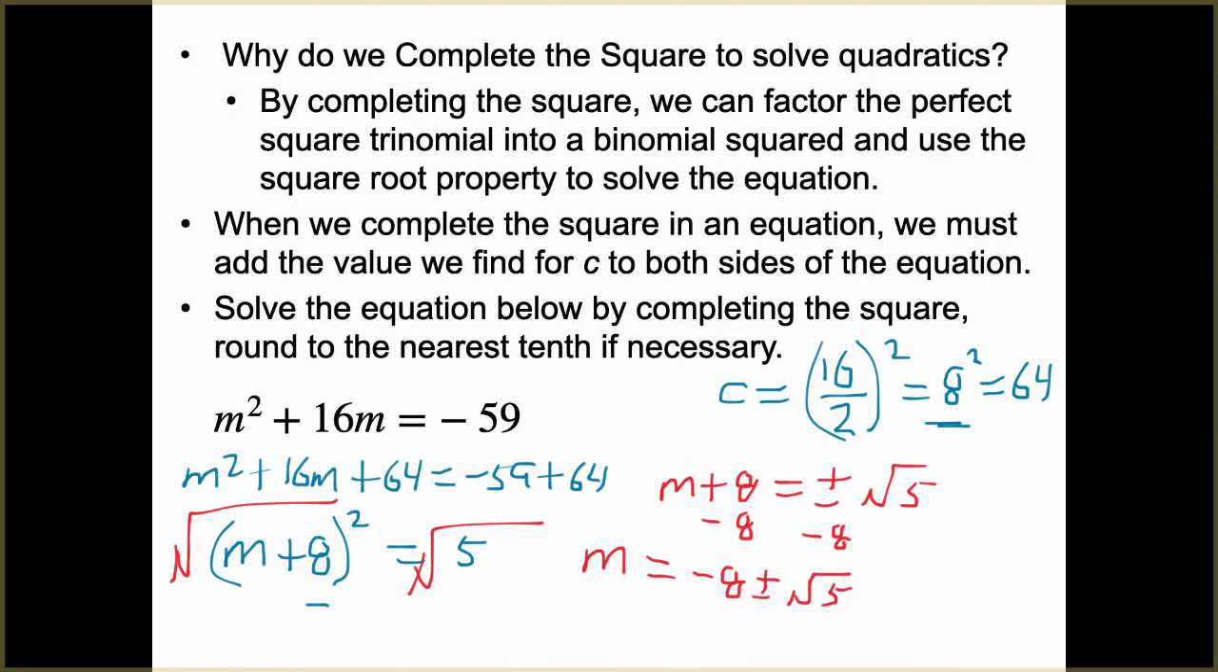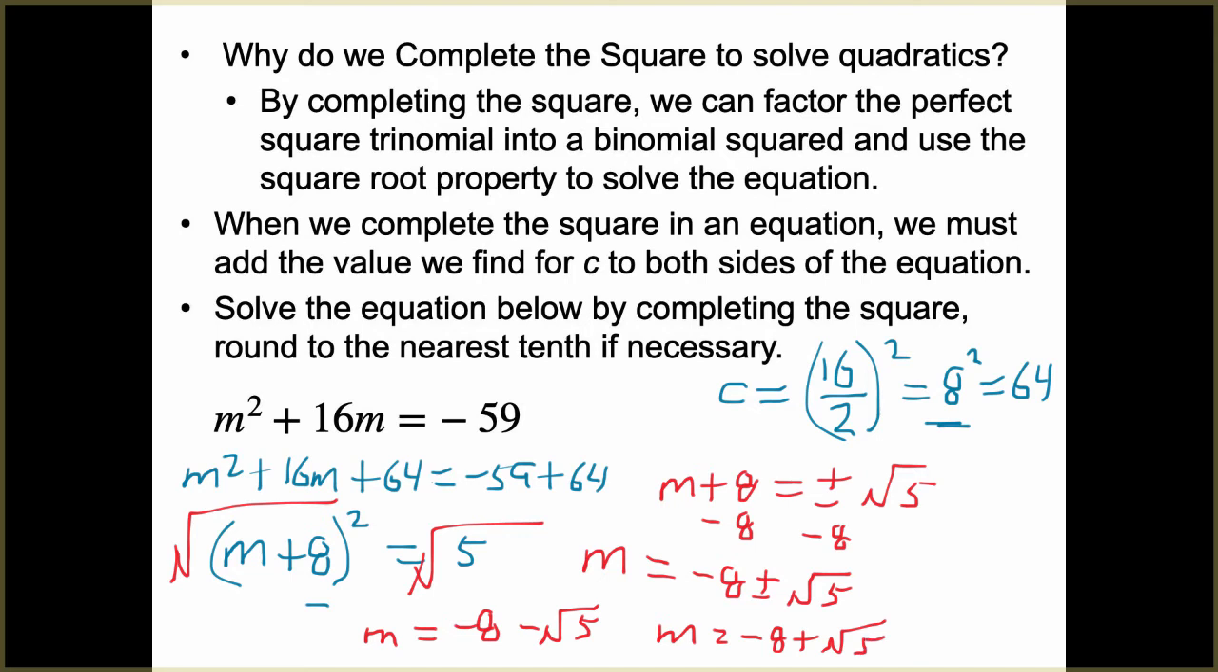On a lot of your assignment today, it's going to ask you to round to the nearest tenth. Quite often, you're going to be asked to round to the nearest hundredth. So remember, the tenth is the first decimal place, the hundredth is the second decimal place. So we have to set up two things. We do m equals negative 8 minus the square root of 5, and we do m equals negative 8 plus the square root of 5. Because of that plus minus, we need to do both of these.